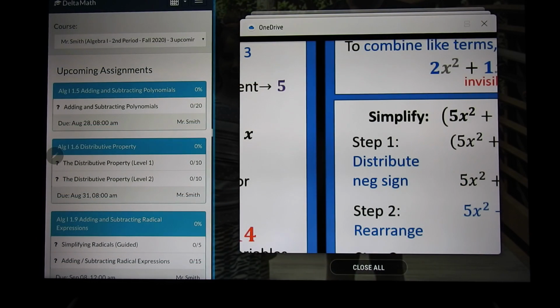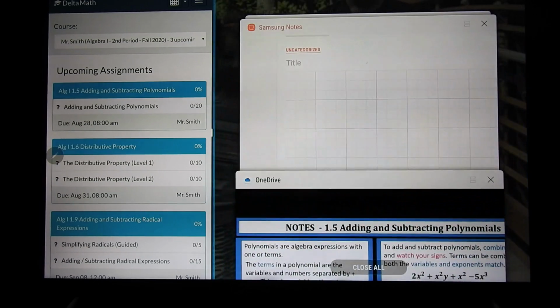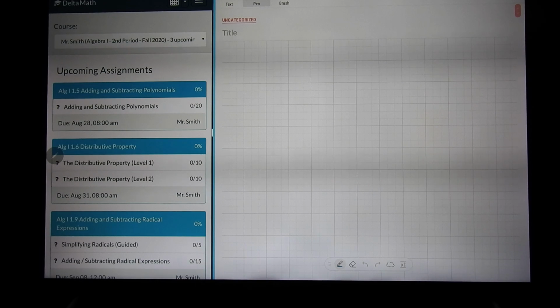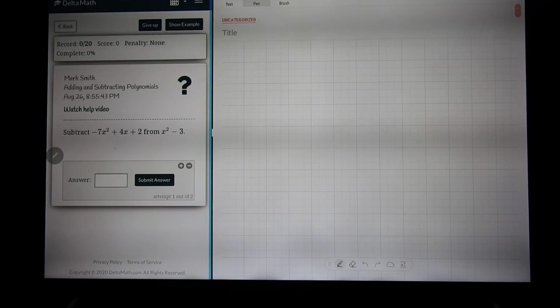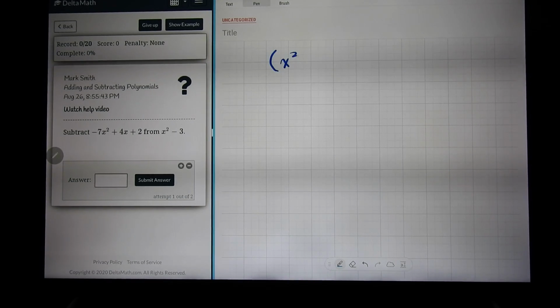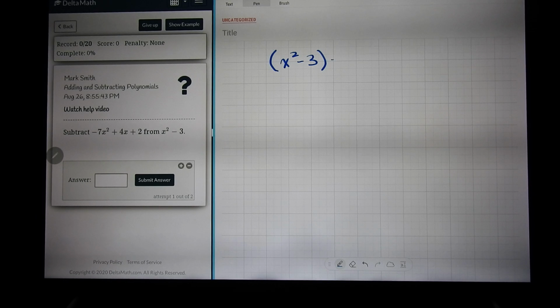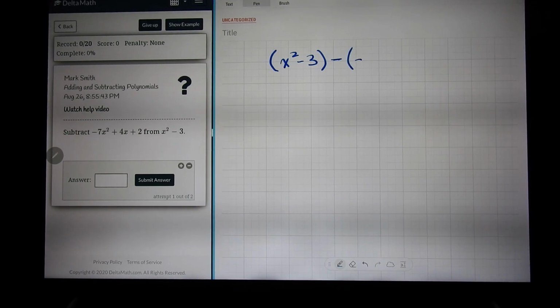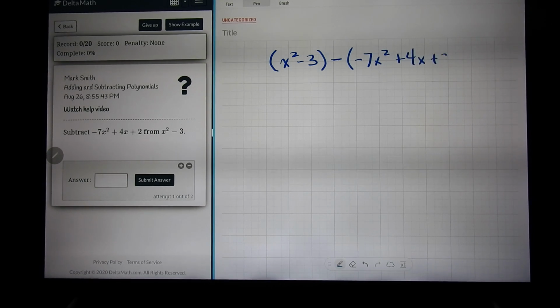I'm going to get a piece of scratch paper here and do some problems. All right, adding and subtracting polynomials. There's our first one. It says subtract negative 7x squared plus 4x plus 2 from x squared minus 3. Let's write that out first. I'm going to take x squared minus 3, and I'm going to subtract negative 7x squared plus 4x plus 2.